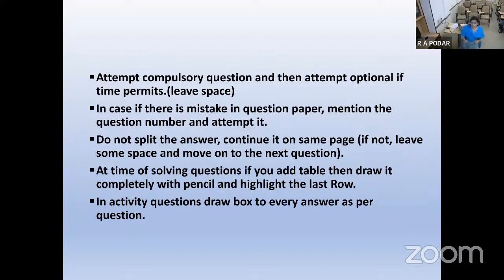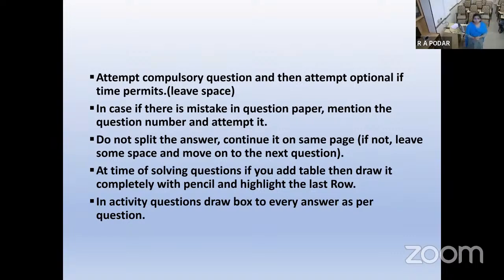There may be mistakes in the question paper. Sometimes a degree or something is missing. Then you compulsorily write that question number properly, so you will get marks for that question. कुछ मेहनत नहीं की आपको marks मिल जाएंगे. But you should write 2 or 3 lines related to that question.